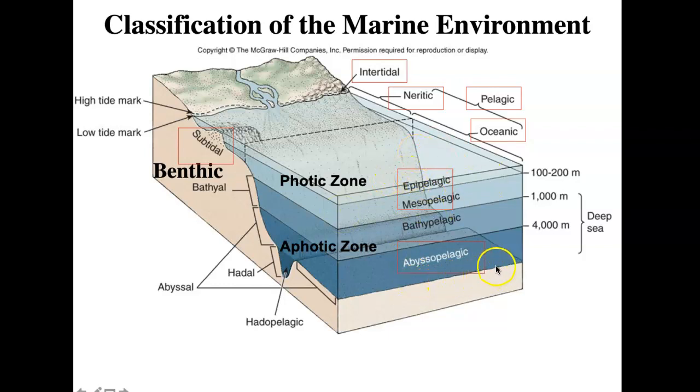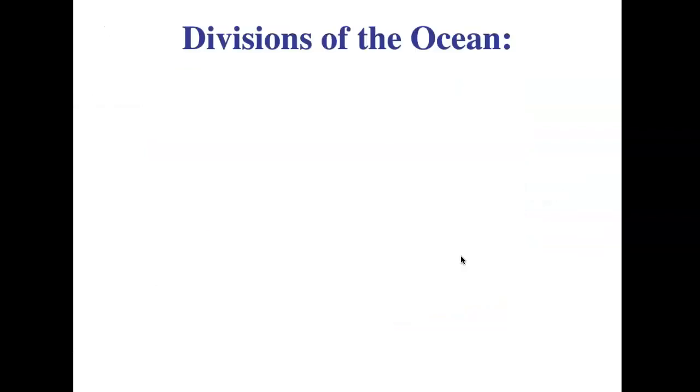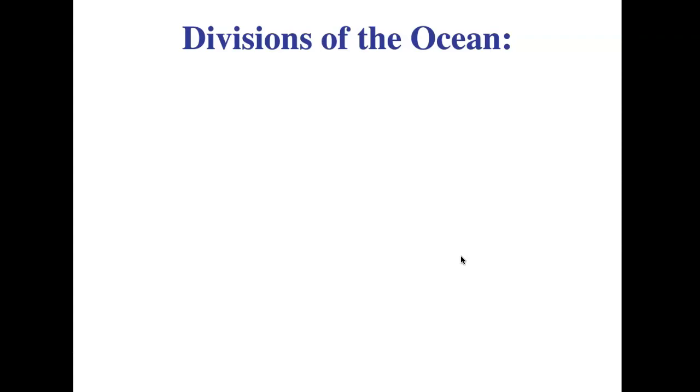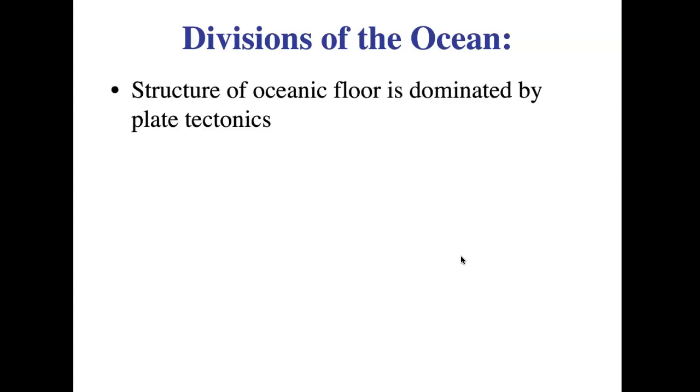And then we have kind of our deep oceanic organisms that would be in the abyssopelagic layer. So those are going to be organisms, again, that are going to be around 4,000 meters down and below. So just to give you, again, some divisions of the ocean in terms of how we classify the ocean.